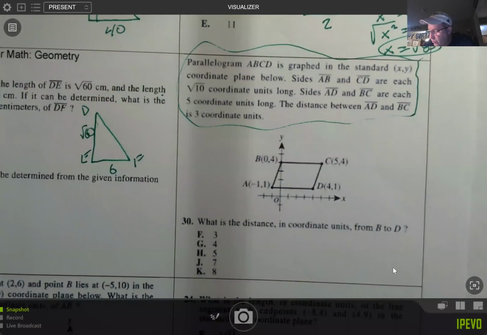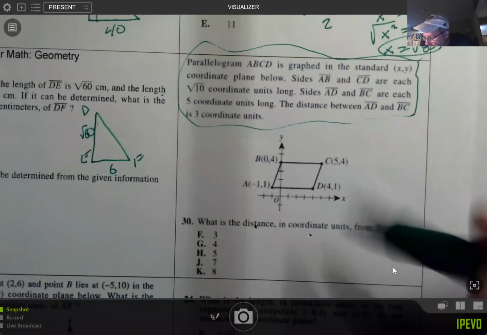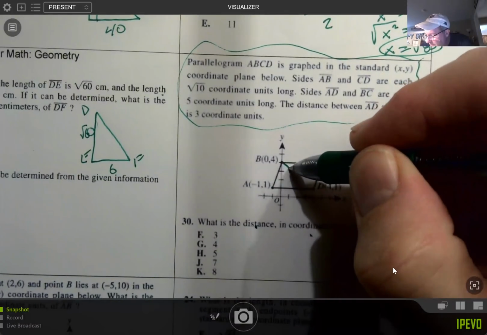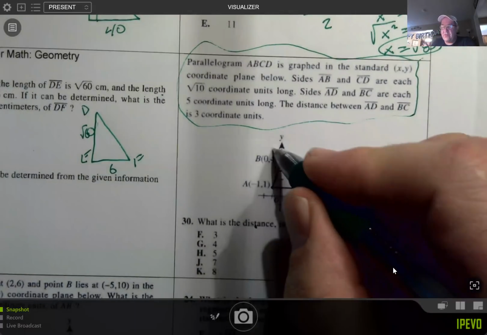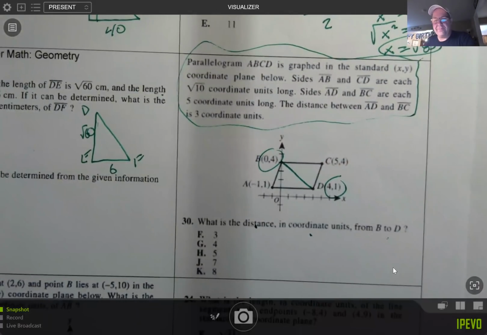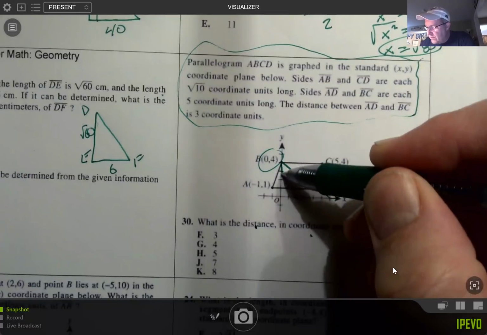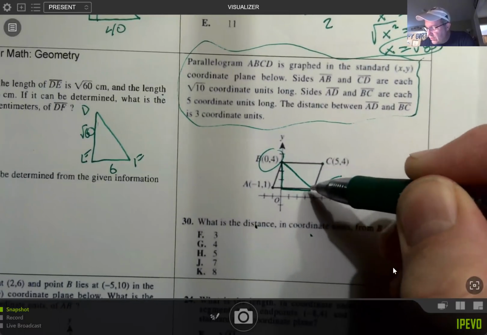But a question says, what's the distance from B to D? How long is it from B to D? And they give you the points here, and I can see some people like, I'm doing distance formula. Don't. Okay. If you notice, there's a right triangle here.